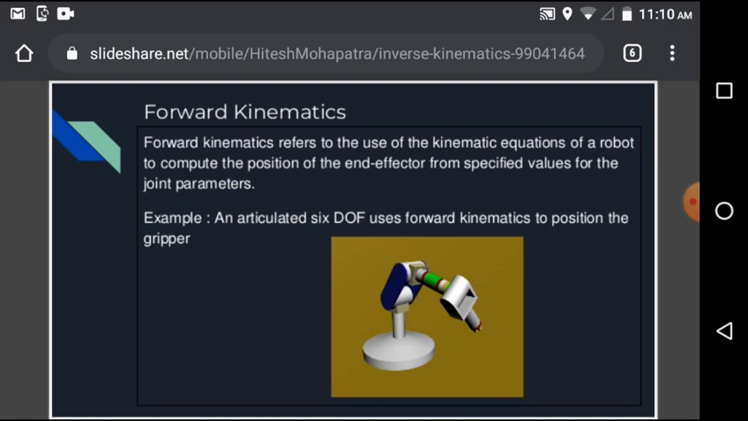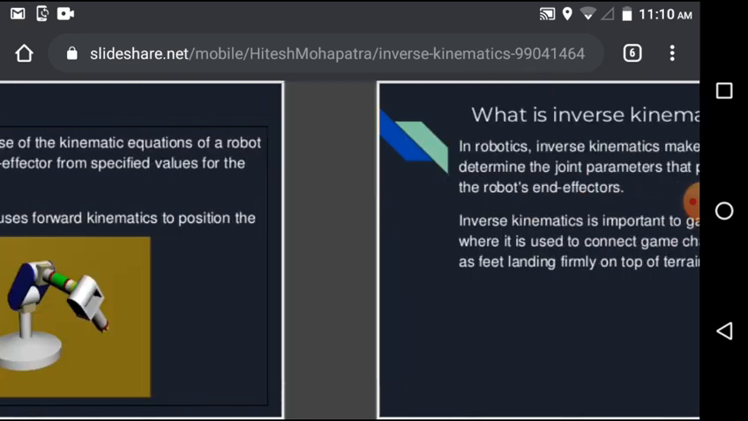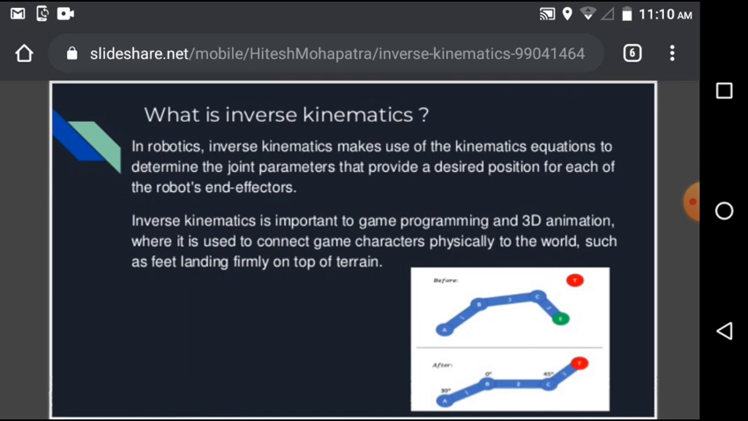That is forward kinematics. Inverse kinematics is totally different from forward kinematics. First you have the position and orientation of the end effector, and using this position and orientation you calculate the joint angles and links, how many links and how many joint angles there are. First you find the distance x and y, then only you calculate the link and joint angles. So that is totally different from forward kinematics.